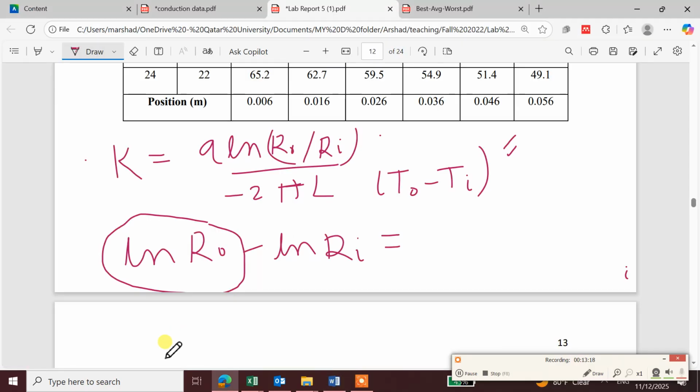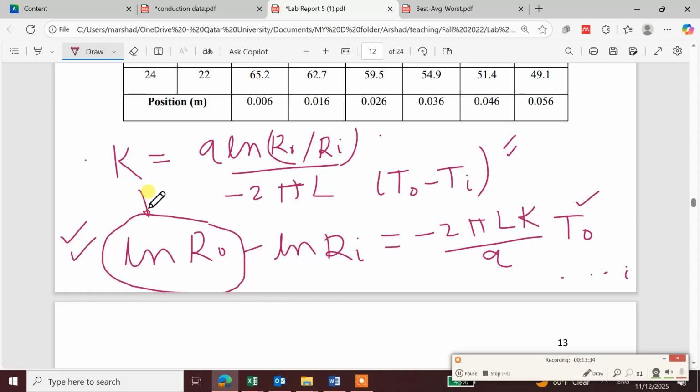See here, this will be minus 2 pi L K over Q, T naught and this term. So basically we are plotting this versus this. This is y. So this is x. So y equals mx. So this is the slope. The length is the thickness, right? Thickness, pi, the Q, then you can find the thermal conductivity.